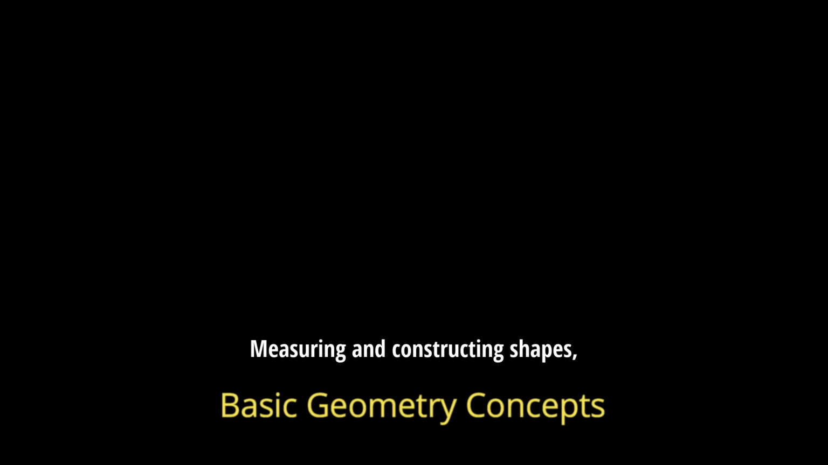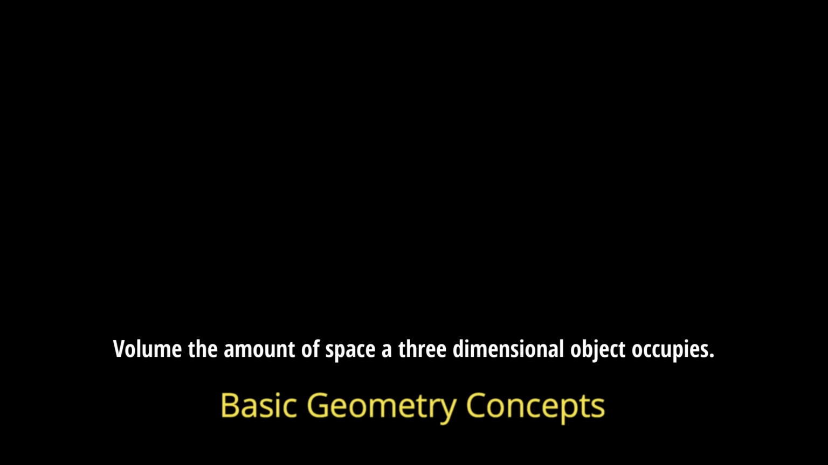Measuring and constructing shapes. Understanding how to measure and construct geometric shapes is crucial. Here are some fundamental concepts. Perimeter. The total distance around a shape. Area. The amount of space inside a shape. Volume. The amount of space a 3-dimensional object occupies.